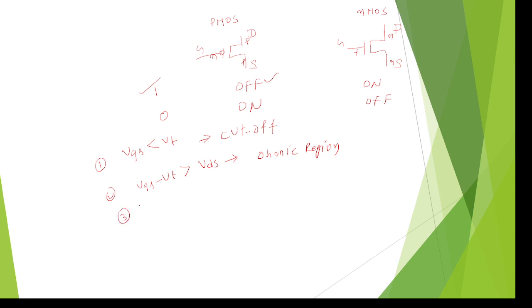And from the third condition, you can see VGS minus VT less than or equal to VDS. So here there is a sufficient drain and source voltage, then it is called the saturation region. So these are the three regions for a MOSFET. So that's the reason it will go to the off condition when VGS is not sufficient, and here also in this condition it will go to the off condition because of not sufficient VGS.